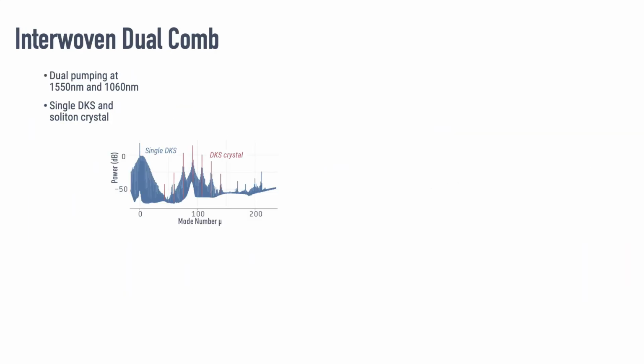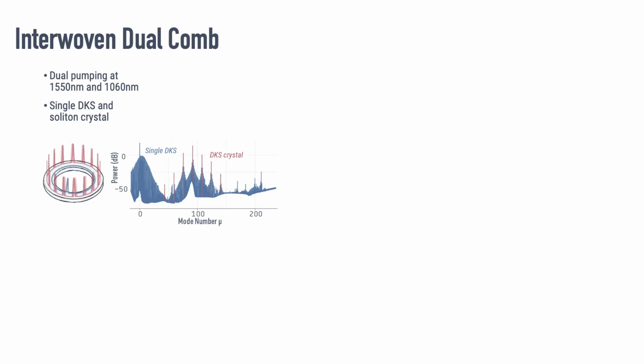What about experiment? Here what we're doing is creating a single DKS at 1550. And to optically resolve our result better, we actually create a DKS crystal, so many solitons that are tied together, and we fill the cavity with solitons. Here there are 11 in the cavity, I believe, which is this red line. And you can see right away that around this red line you already have some components, so there's some mixing happening there.